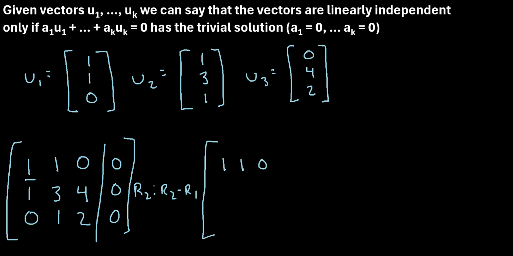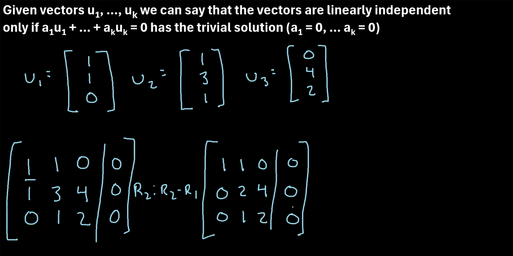So row 1 doesn't change at all. We'll just rewrite those values. Now row 2 becomes 1 minus 1, which is 0. 3 minus 1, which is 2. 4 minus 0 is 4. 0 minus 0 is 0. And then we'll rewrite the third row since we didn't change that at all.